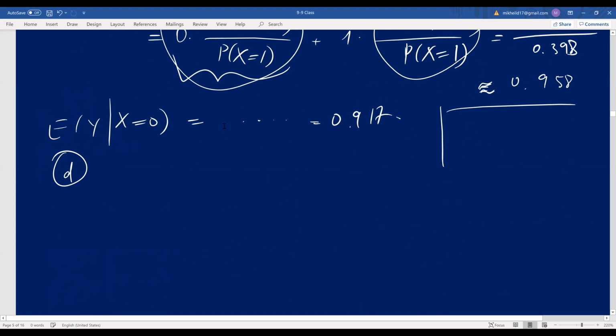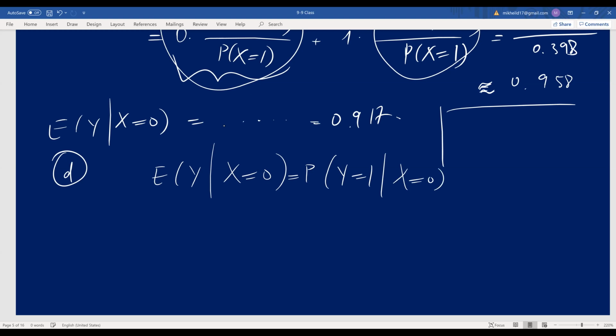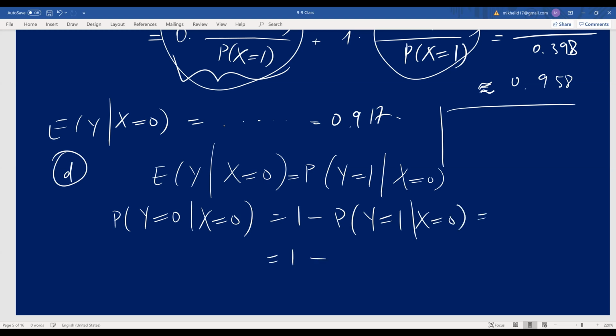Nice. Now, you have to think a little more, very critically. This is the expectation of y conditional on x equals 0. But this is also the probability that y equals 1, conditional on x equals 0. So if the question is, what's the probability that y equals 0, conditional on x equals 0, that's 1 minus the probability that y equals 1, conditional on x equals 0. And you have calculated this before.